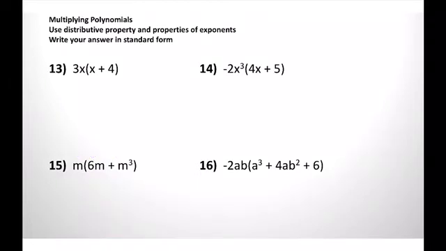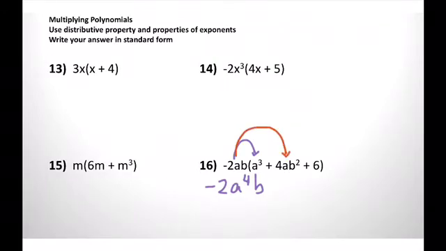Okay, and then number 16, this one's got a monomial, which is this piece, times a trinomial. And so that just means that in the end we're going to have more terms. So I'm going to do negative 2ab times a to the third. So that's negative 2a times a to the third is a to the fourth times b. So you see those skills that we learned in 11-1 and 11-2 are really important for being able to do this.